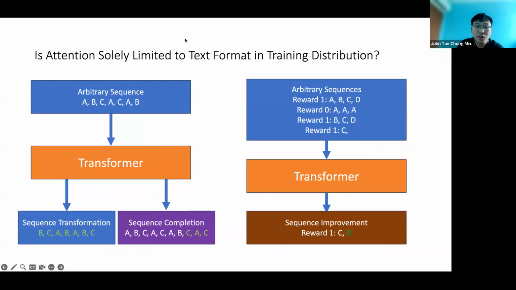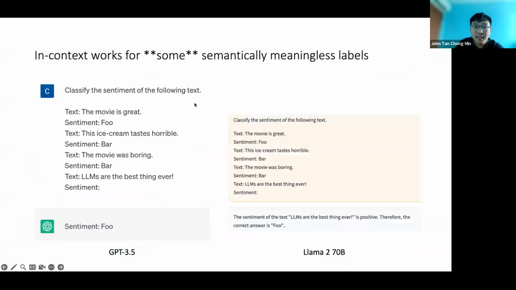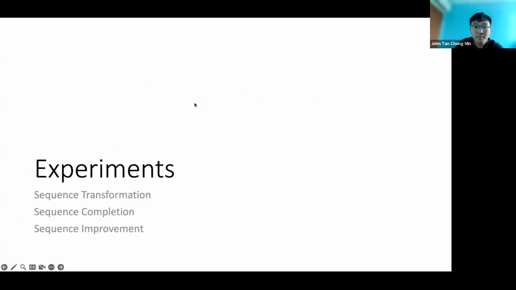So this is what I was talking about, just a recap. You can either transform the sequence, like A to B, B to C, C to A, or you could do some extension of the sequence like that. This is sequence completion. Or given arbitrary reward sequences like this, like reward 0, reward 1, we want to get reward 1. In this case, reward 1 will end with D. So we see whether the large language model can figure this out. Right, so let's move to the slides that I wanted to talk about today.